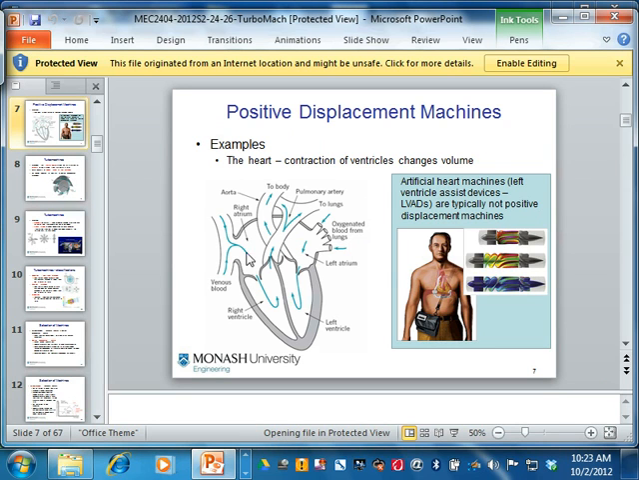Okay, so the heart is a positive displacement pump, but for an artificial one, normally no. An artificial one is a screw type pump, which is not positive displacement. Okay, we'll talk about the not positive displacement one first.